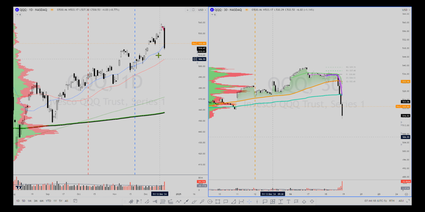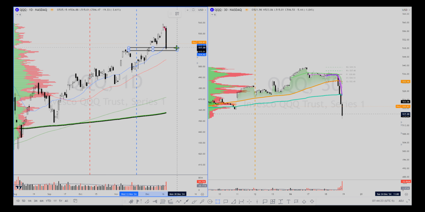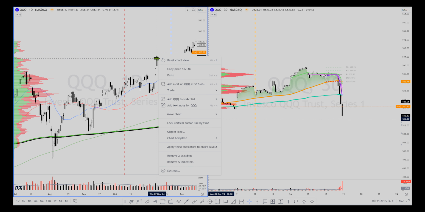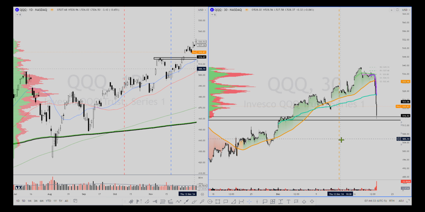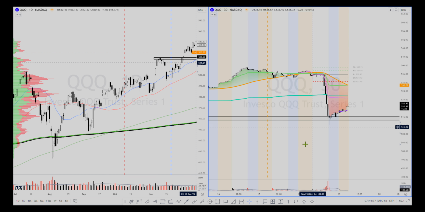QQQ, did the same thing here. Pull back to the 20-day moving average. This prior band of resistance could potentially act as support. Right. Sync this up in both charts. And that's where we came down to. So we're catching that bounce like on the SPY.